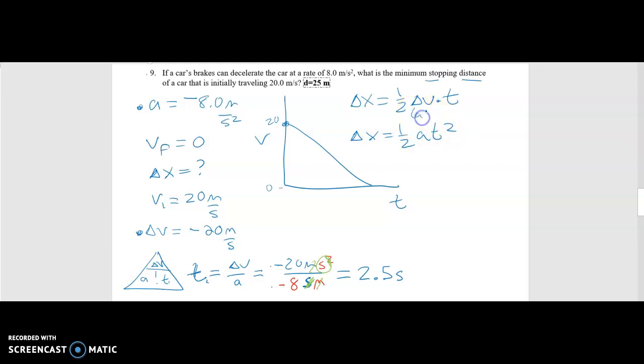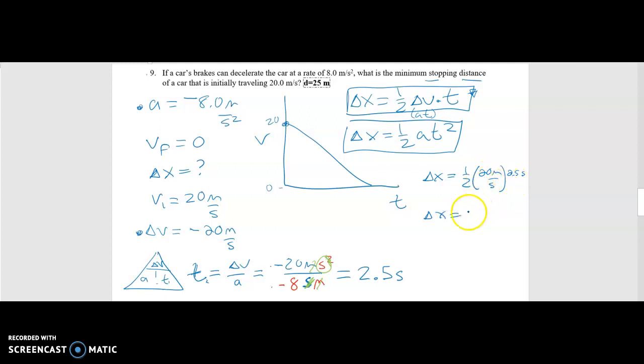Why? Because remember, delta v is at. You pop that in for that, it becomes at squared. Either one of these will work. Which one do you want to go with? I'm going to take the easier of the two, which I believe is the top one, because there's no squaring involved. So we know delta x equals 1/2 times the change in velocity, which is 20 meters per second, times the time, which is 2.5 seconds. And if I crunch the numbers there, 1/2 times 20 is 10, times 2.5 is 25 meters. And lo and behold, that's what we're supposed to have gotten.